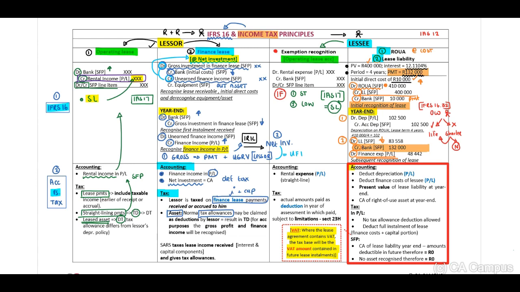In terms of our accounting principles, for accounting purposes, when you look at my journal entry, we have deducted depreciation. Therefore, depreciation is included in my profit and loss. For accounting purposes, we have deducted our finance expense. Therefore, finance expense is included in my profit or loss. But for tax purposes, guys, who is the owner of this asset? The lessor. Therefore, for tax purposes, we may not claim a tax allowance on this asset.